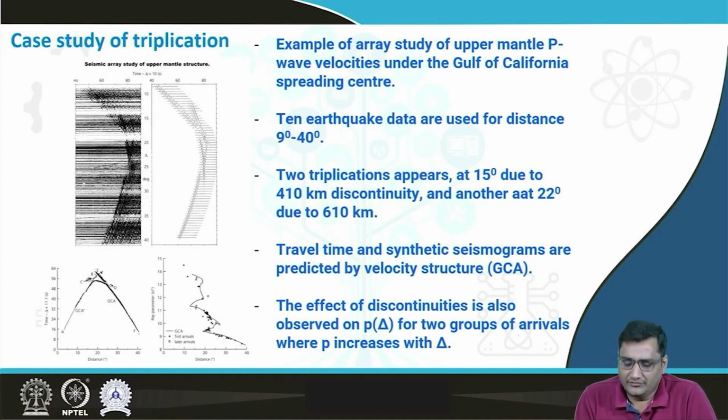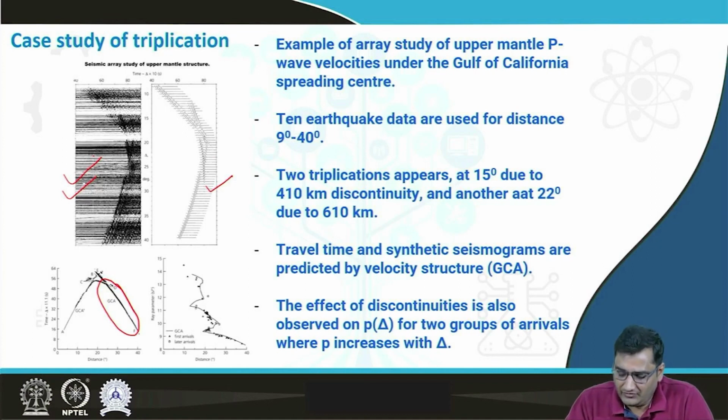And they basically used 10 earthquake data coming from the distance of 9 degrees to 40 degrees, and you can see these are the observed seismograms, and these are the synthetic seismograms generated from the model of Gulf of California. This is the model here, and that is used to construct these synthetic seismograms, and that fits well with the observed data. And they found two triplications: one at 15 degrees due to the 410 kilometer discontinuity and another at 22 degrees due to the 610 kilometer discontinuity.